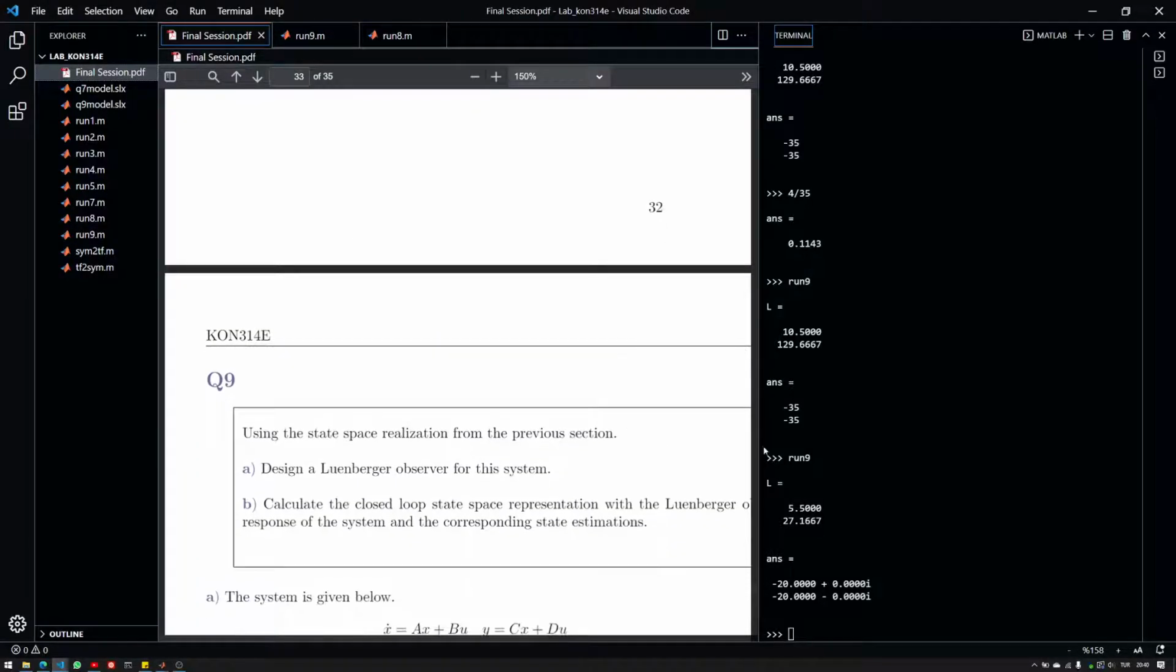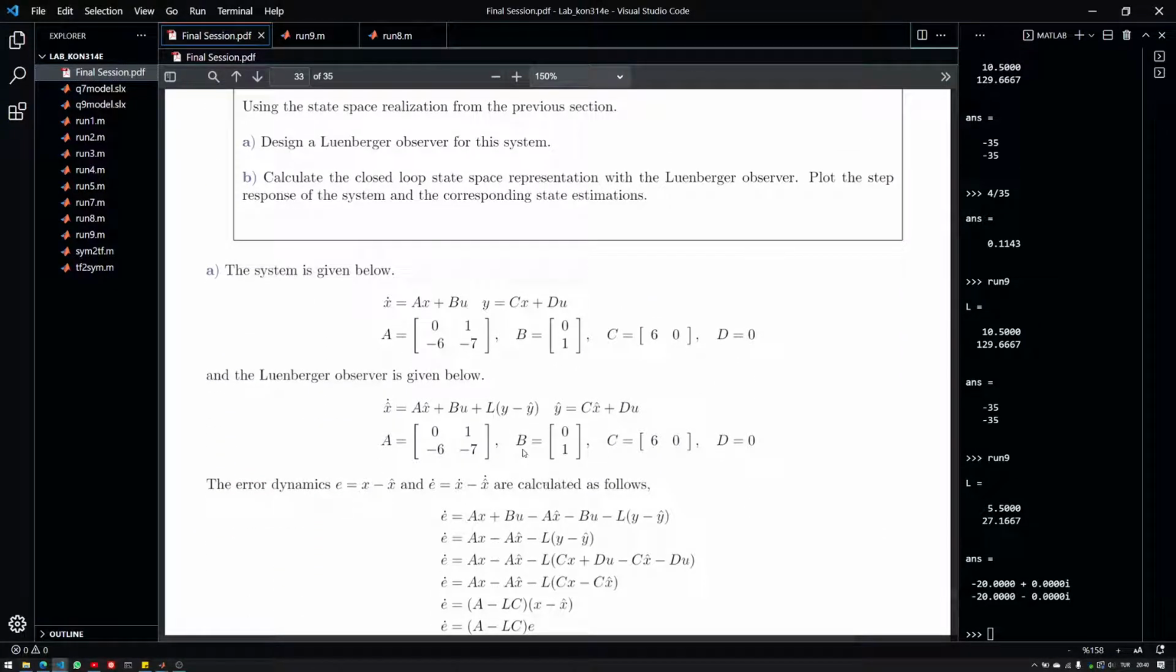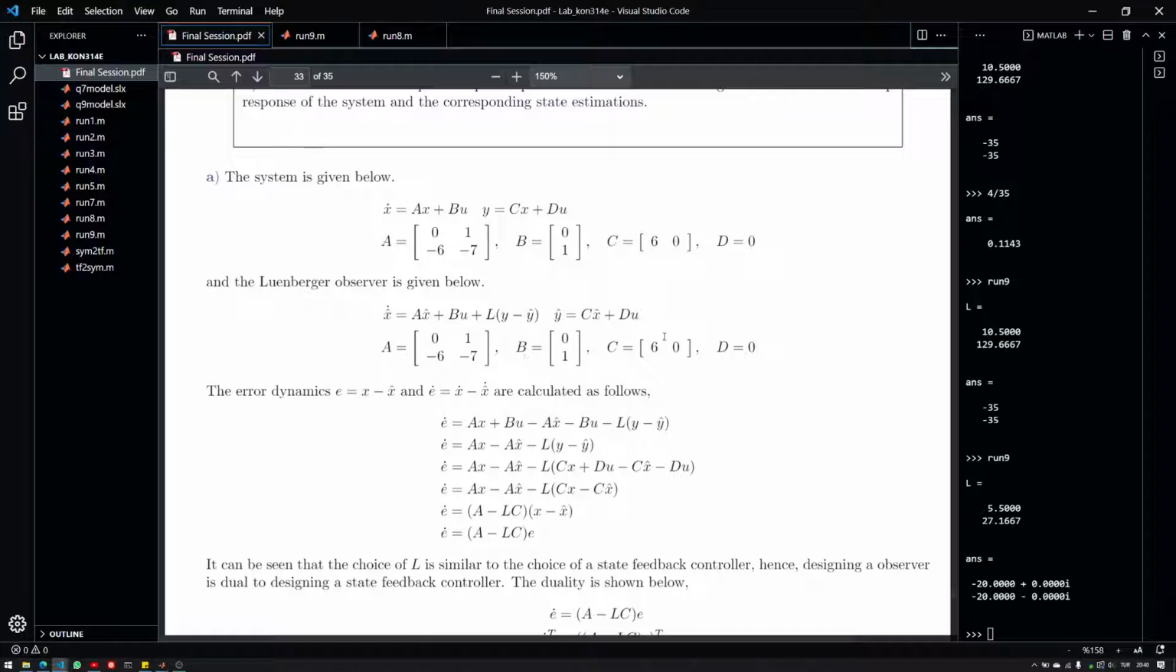So let's go through our PDF. Here's a step-by-step documentation. Now we have the original system, and then we also have the observer.